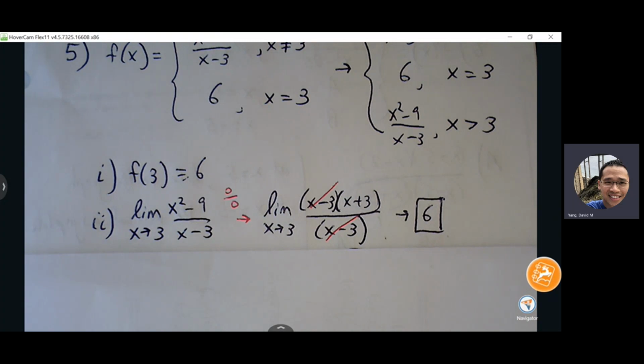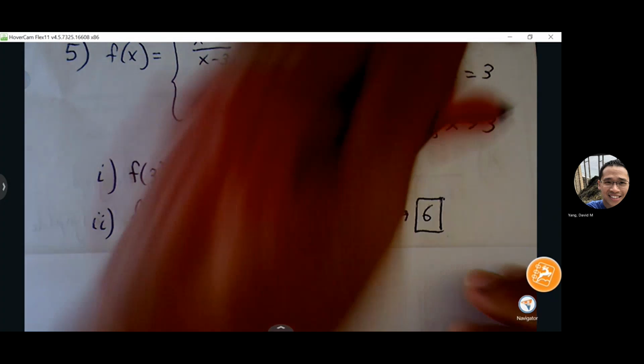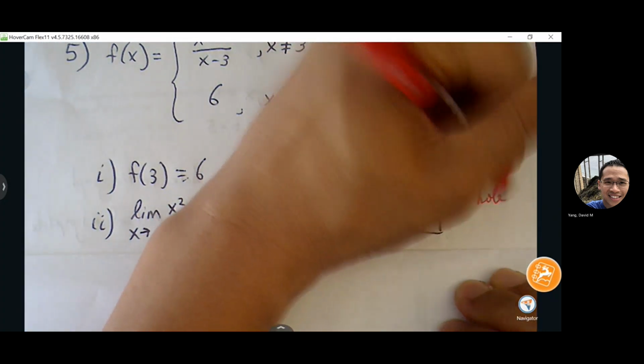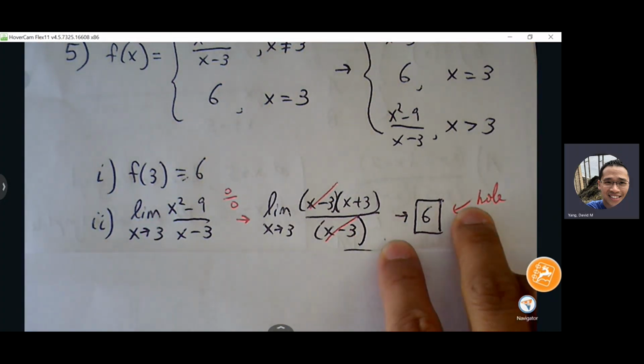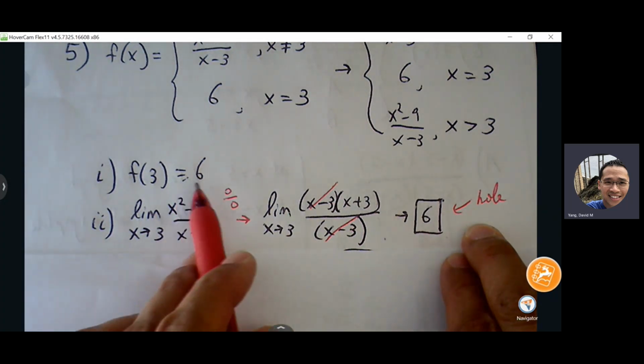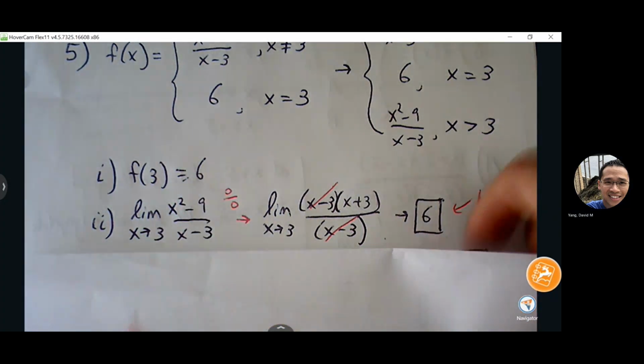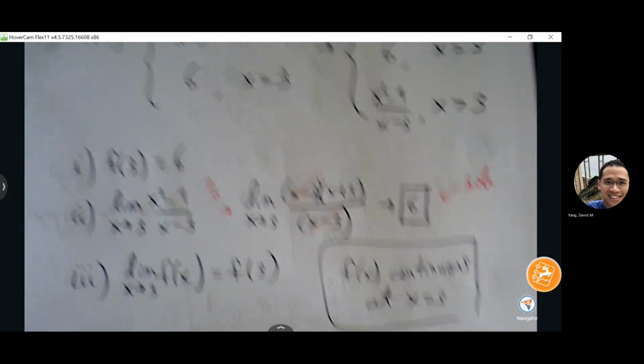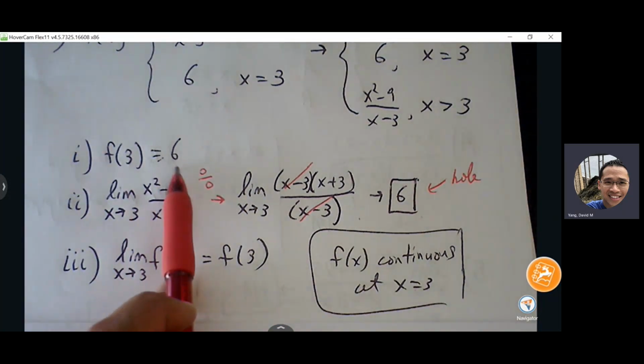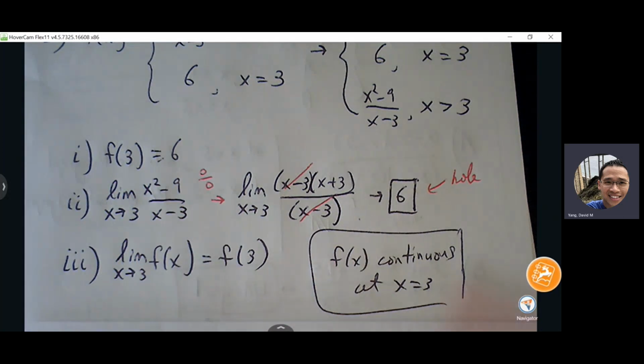What about we keep going, right? Third condition. Will the third condition pass? Yes, right? There's a hole in the graph. You see common factors that cancel out. There's a hole, but that hole is filled in nicely with this ordered pair. So all three conditions pass. If this point was elsewhere or this point didn't exist, then that hole would remain. But that first condition allows that hole to be filled in nicely. Our function is continuous at x equals 3.